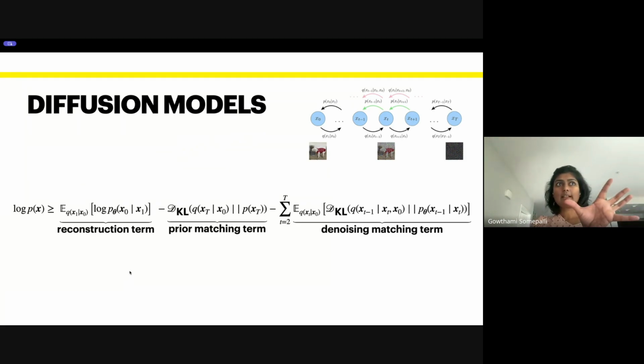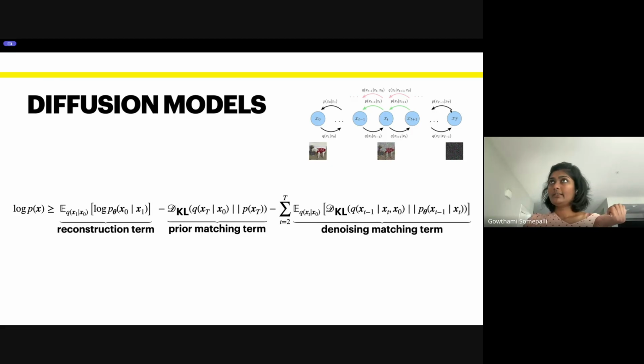Let's try to construct this equation step by step. Okay, don't look at the equation first. So in this figure, let's look at each of these functions we have defined. So q of x1 given x0. Do we have to learn anything here? No, because we decided the forward process is going to be an analytical solution. We can just compute it. We are not using a neural network to do it.